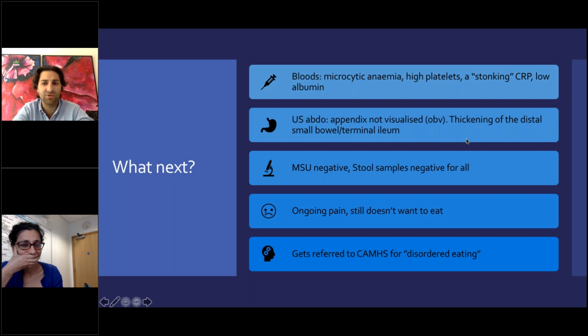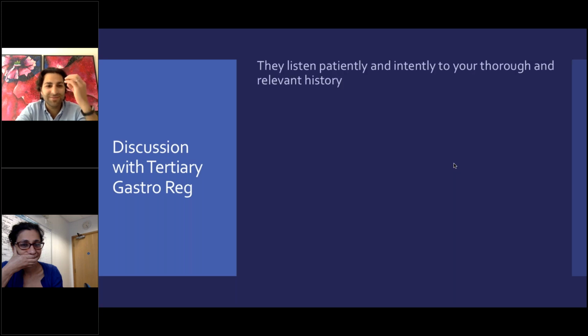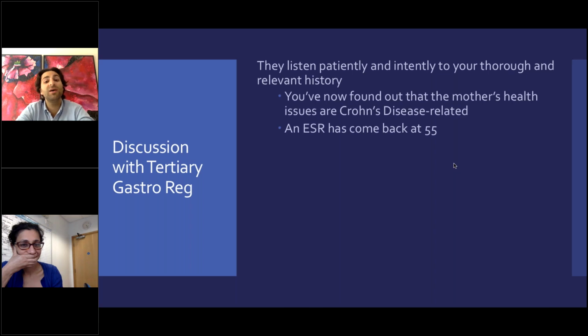She's got high platelets, she's got high CRP, she's got low albumin, she's a bit anemic, she's got this thickening of the terminal ileum. And so you discuss it with the tertiary gastroenterology reg at the centre near you. They listen so kindly and patiently and intently to your thorough and relevant history. And they ask a few more questions. And in the questions they ask, you elicit the information that her mother's health issues are all Crohn's disease related. Her mother has Crohn's disease.